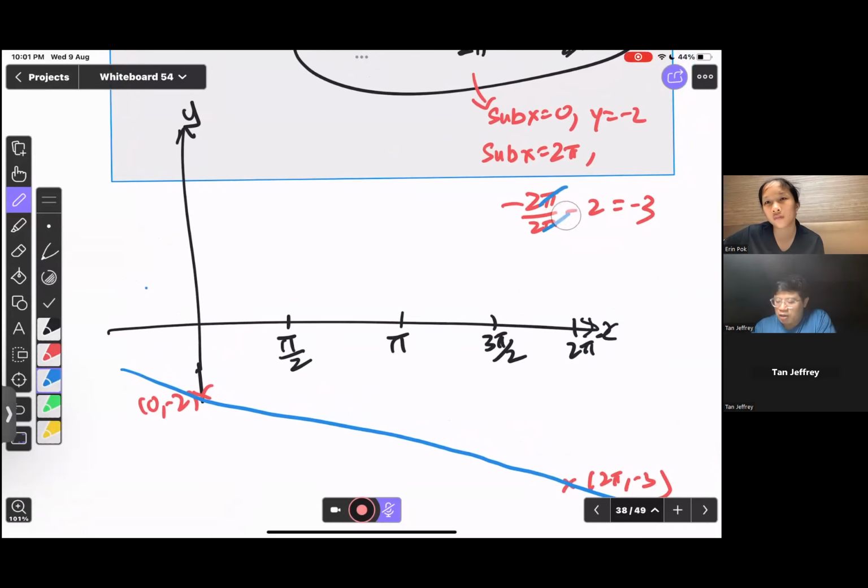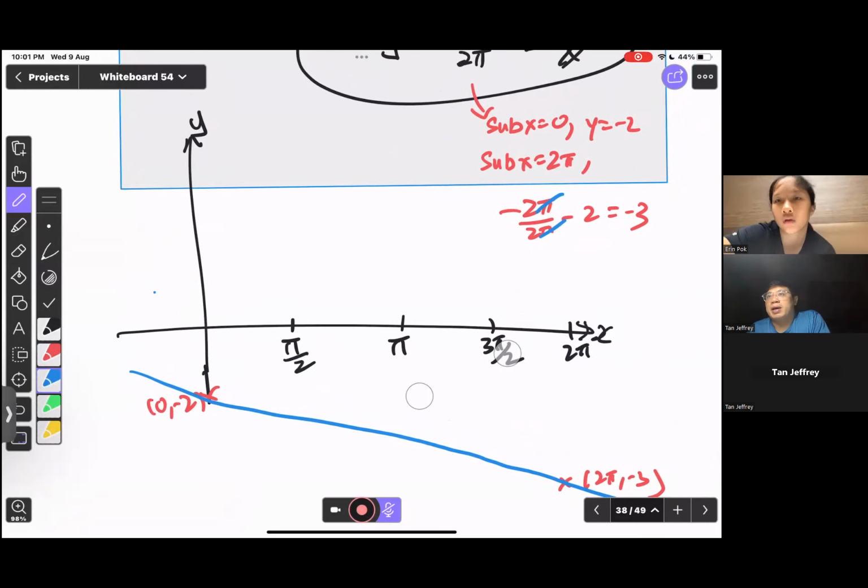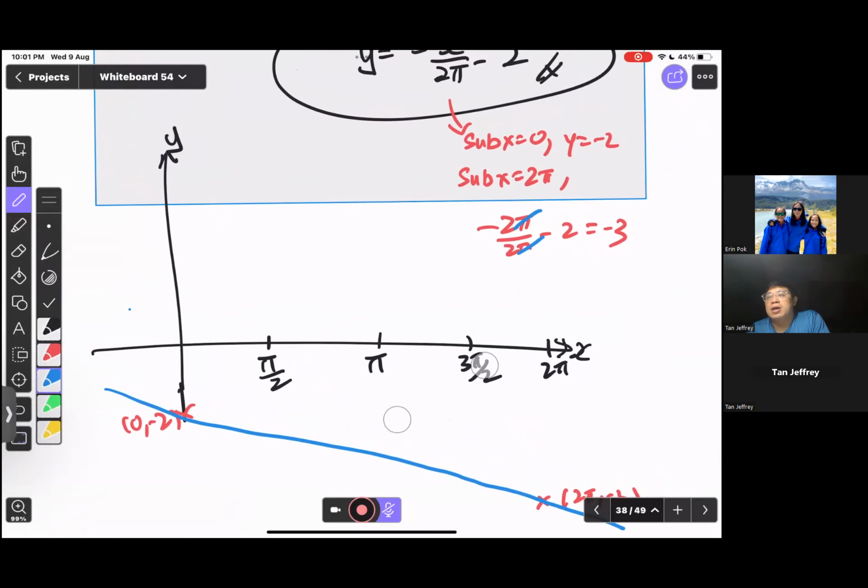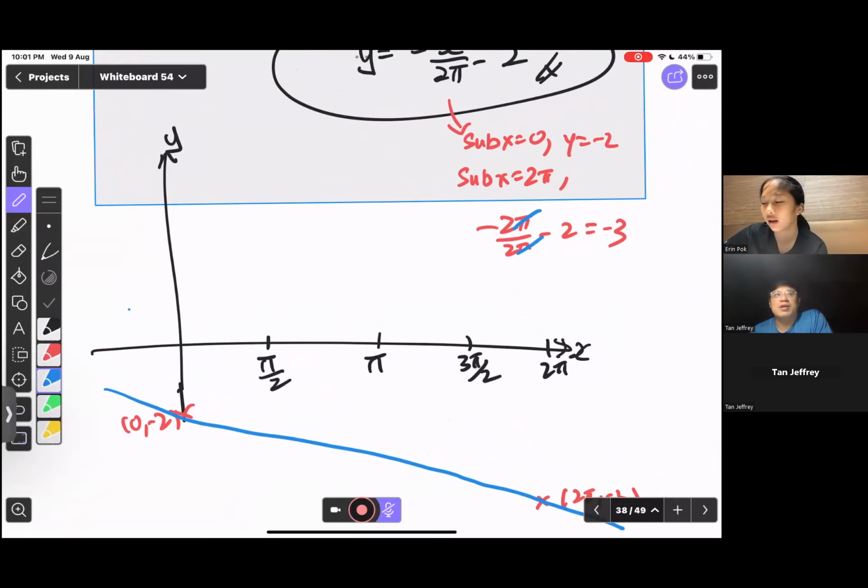Because the pi cancels off. That's why I sub in a multiple of pi as my x. When you sub x equals to 0, it's the y-intercept. 0 divided by 2 pi is 0, then y equals to -2, not -2 pi.